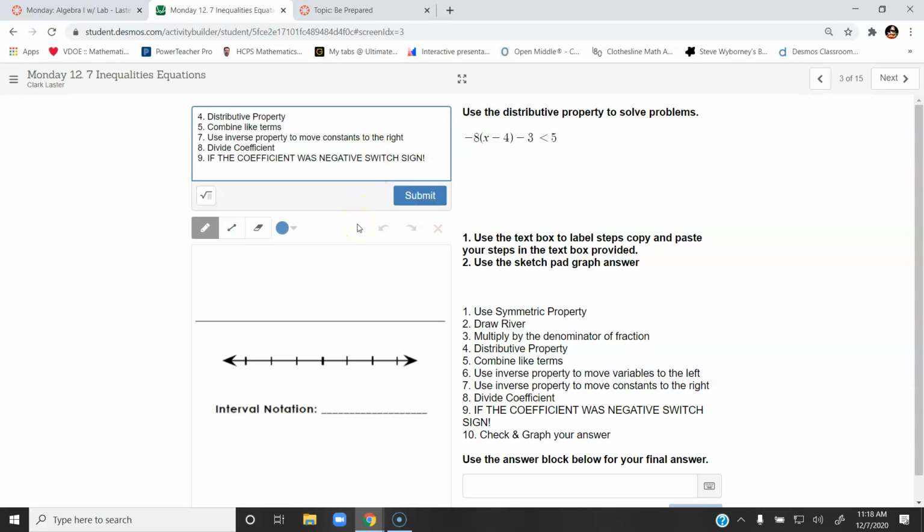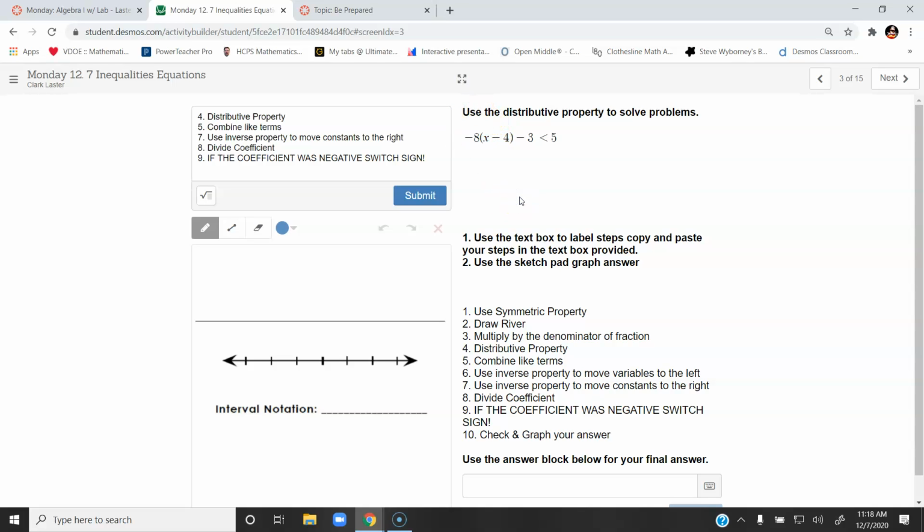All of those things I was able to look at the problem and basically already know, with maybe the exception of this step right here. I know I'm going to use the distributive property because I have parentheses. I know I'm going to combine terms because I have three terms on the same side. I know I'm going to use the inverse property because I see constants on the left and I'm going to need to move them to the right. And I know I'm going to divide by a coefficient because I have negative 8x after distributing. Those are things that I could see.